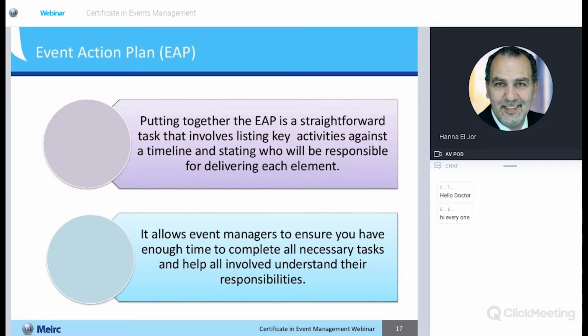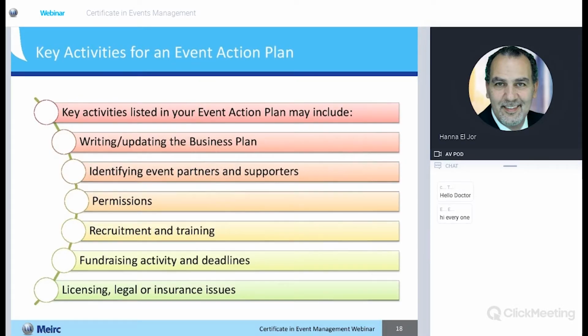Okay, what is the importance of an event action plan? It allows us as event managers to ensure that we have enough time to complete all necessary tasks. In other words, to be able to manage our time better. Also, it could be used for financial management, so we know what budget we still have to work with.